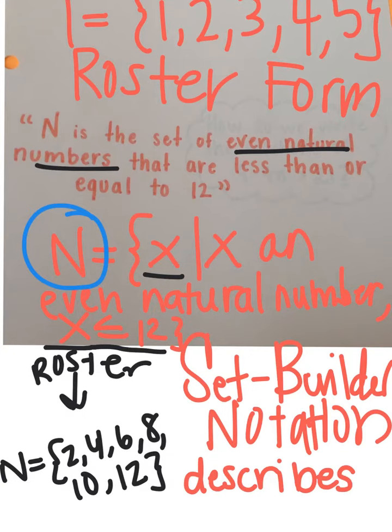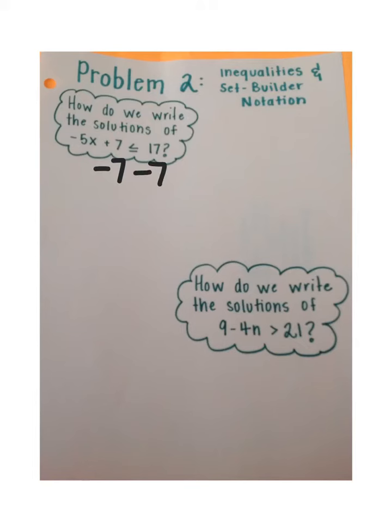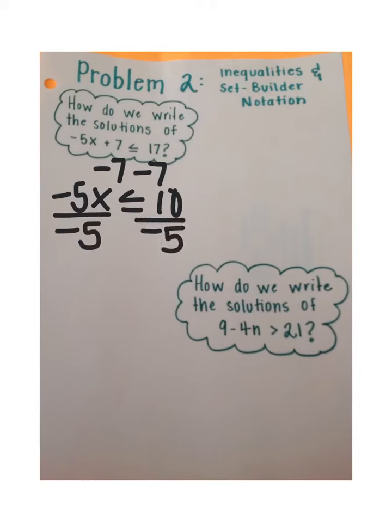All right, so problem 2 focuses on using set builder notation to describe inequalities. Our first step is to solve the inequality. The first one says negative 5x plus 7 is less than or equal to 17. I need to get x alone first, so I'm going to subtract 7 from both sides, and I'll get negative 5x is less than or equal to 10. Then I'm going to divide by negative 5. Remember, when you divide by a negative number, you have to flip your sign. So I'll get x is greater than or equal to negative 2.